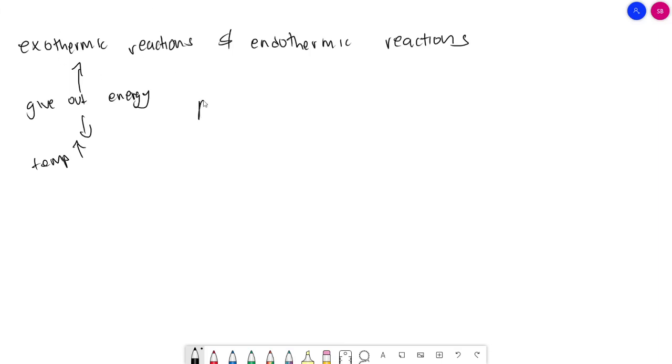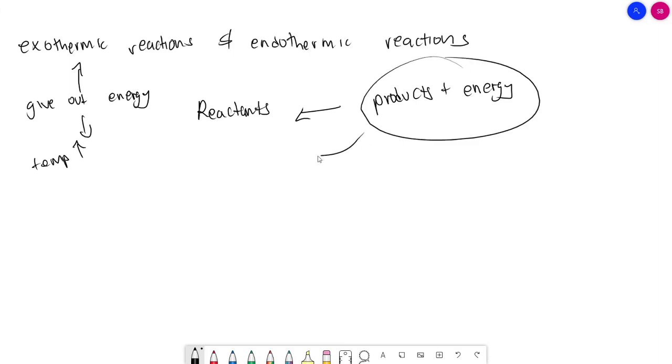That means that the reactants of this reaction will be the products, of course, plus additional energy, because it is an exothermic reaction. Hence this side would be greater than the reactant side.